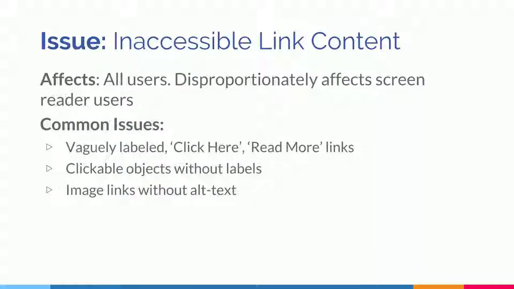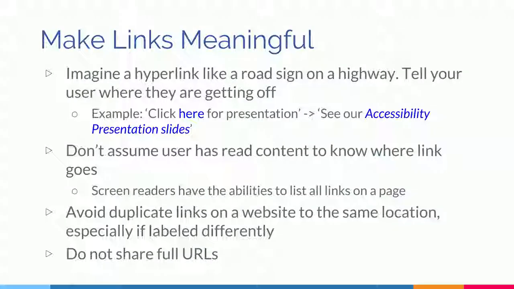The four horsemen of the apocalypse are your social media buttons. These are the most common places in which we see images that are interactive elements, but it's just an image link. It has no alternative text on it, it has no content, so the user doesn't know what it's actually supposed to be for.